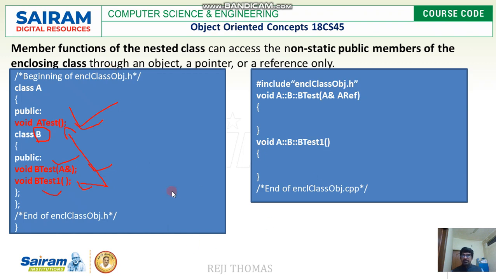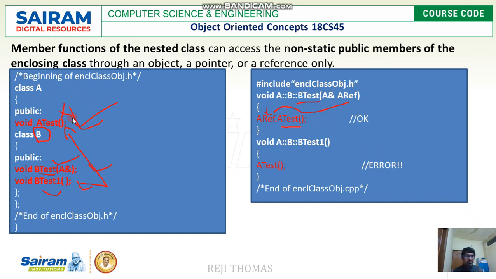So let us see B test. B test is a member of class B. And look at how this is going to access. A test is a member of class A, which is your enclosing class. This is being accessed through the reference because we have taken a reference. Through the reference, this can be accessed. This is the first point. But if you access it directly, it is going to throw an error.